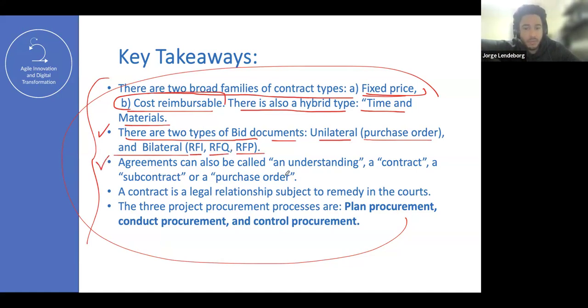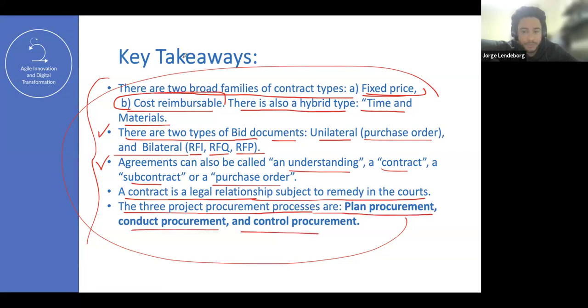Agreements can also be called an understanding, a contract, a subcontract, or a purchase order. A contract is a legal relationship subject to remedy in the courts. The 3 project procurement processes are plan procurement, conduct procurement, and control procurement.